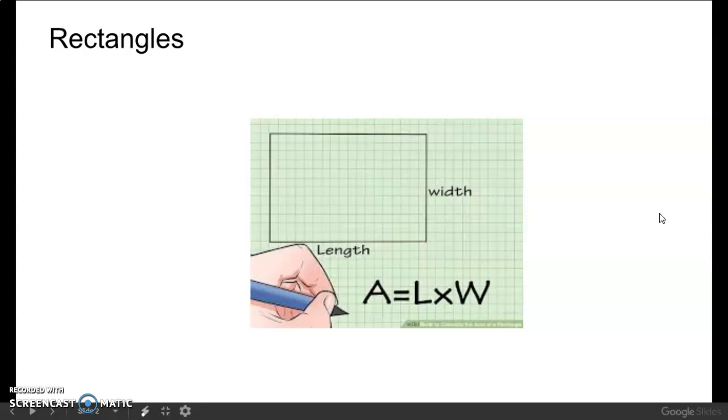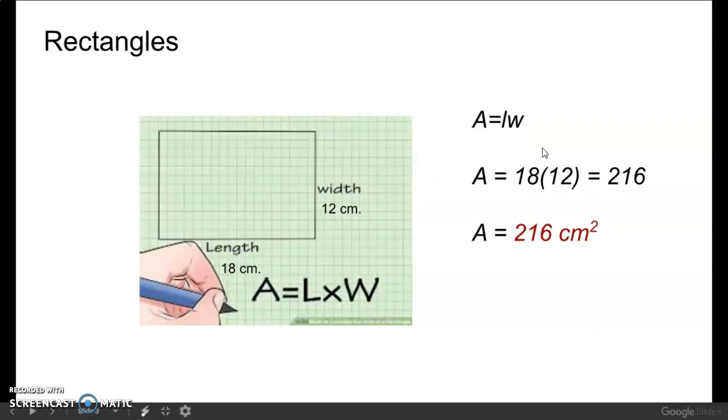We're going to start with a rectangle. We've already gone over this, but I just wanted to review this real quickly because all of the other formulas that we're going to work on today are based on this premise about the area of rectangles. All right, so the area of a rectangle is length times width.